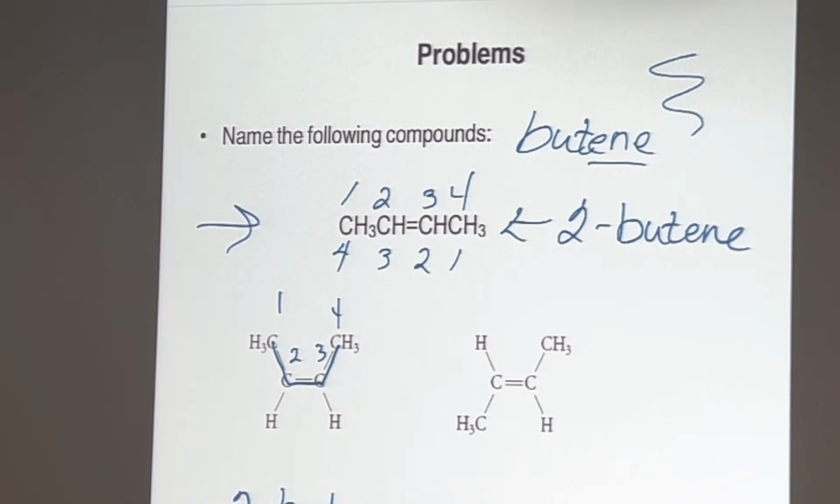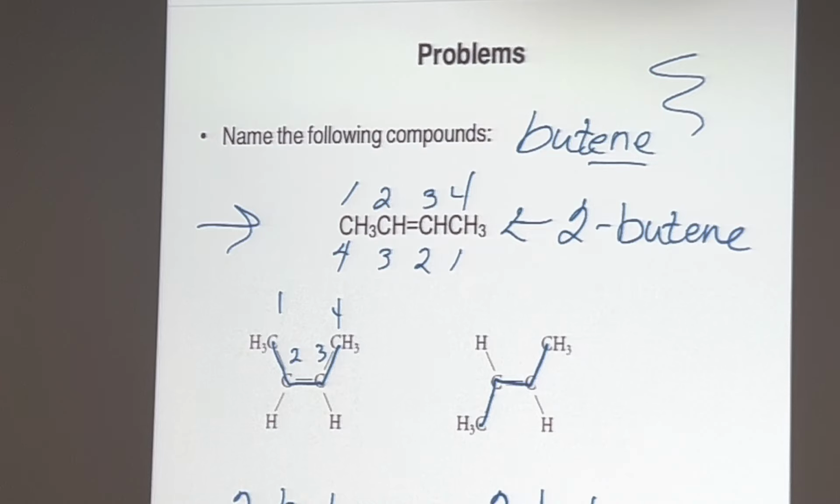What about the one on the bottom right? What is the longest continuous carbon chain? How many carbons there? 4. So we have 1, 2, 3, 4, like that. Do you guys see that? Okay. So it's not drawn like the one on the top where it's all straight. It's drawn so you can see how the structure is in 3D there. Now the name for the one on the bottom right will be what? 2-butene.